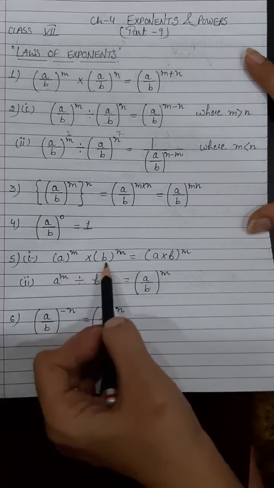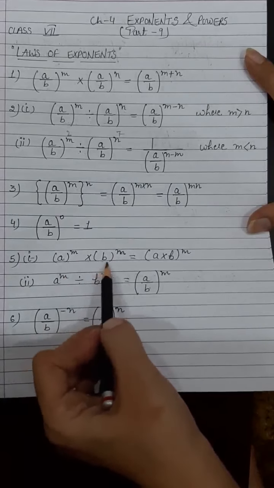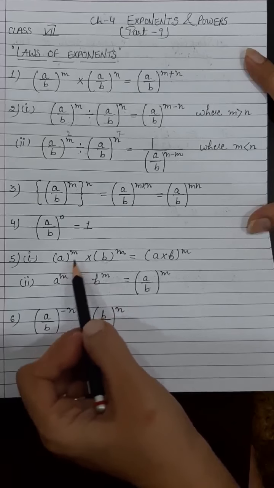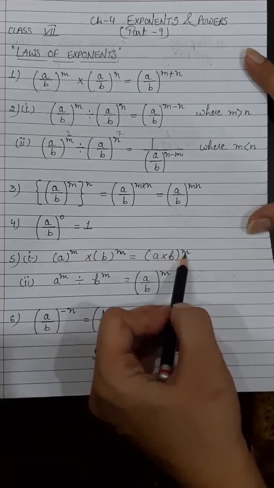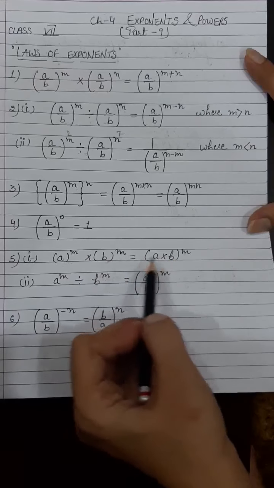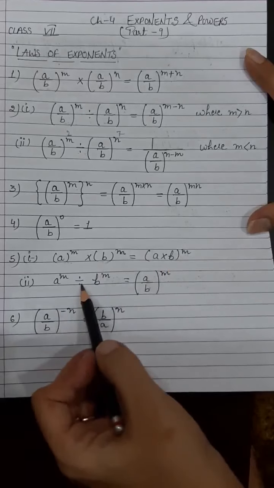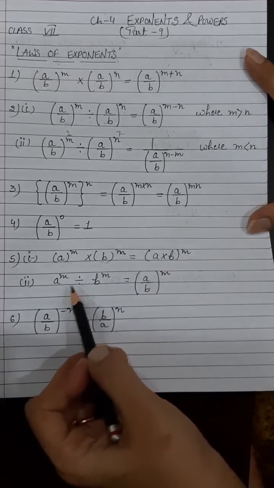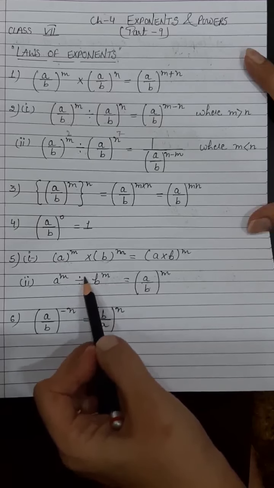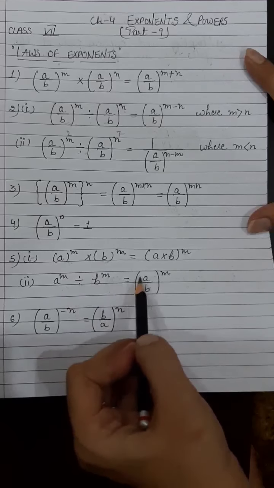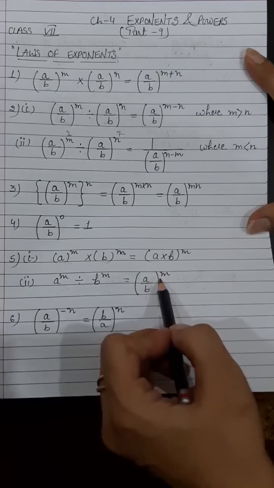If the rational numbers are different and powers are same, in that case you have to multiply the bases and the power remains the same. Clear? Similarly with a division sign. If the rational numbers are different and powers are same and in between a division sign is there, then you have to divide the rational numbers and the power remains the same.